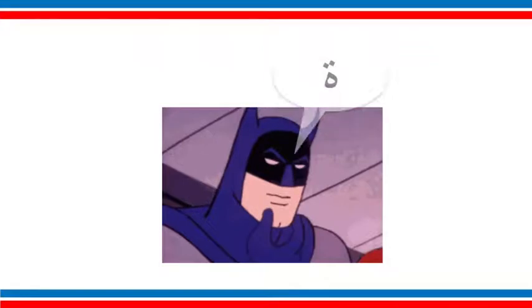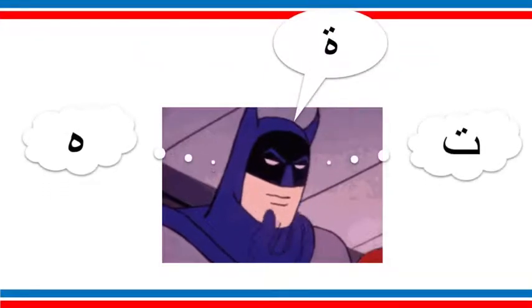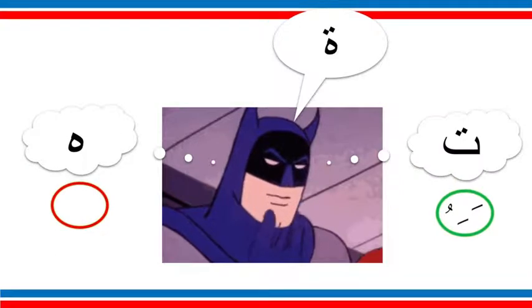After that, Batman asked you, okay, I heard of something, it's called ta marbuta. When do we pronounce ta marbuta ta, and when do we pronounce it ha? You can pause the video because now I will answer. The answer is we pronounce it ta if we have harakat, and we pronounce it ha if we don't have harakat or we have sukun.